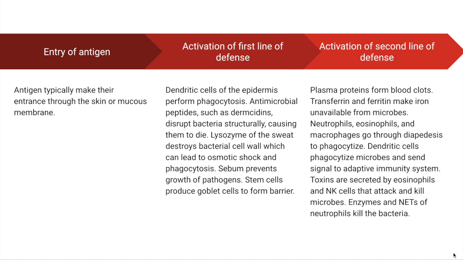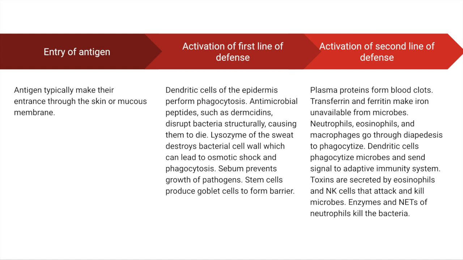Transferrin and ferritin are both transport proteins. They have a role in transporting and storing iron for the functions of the human body. However, they also have a secondary role, which is to make iron unavailable to microbes.